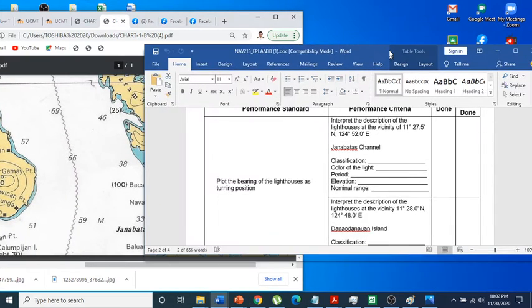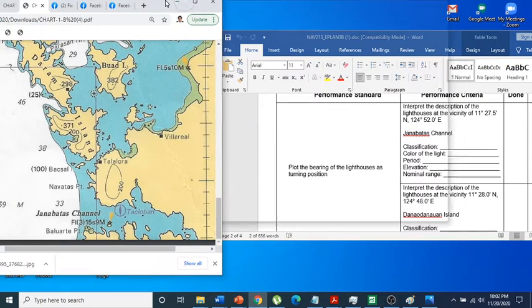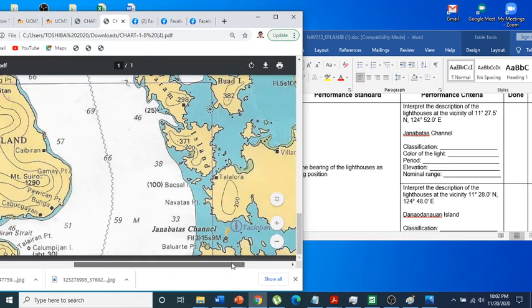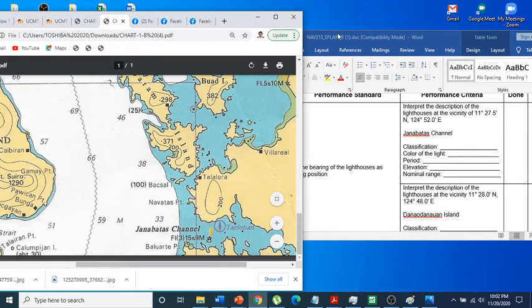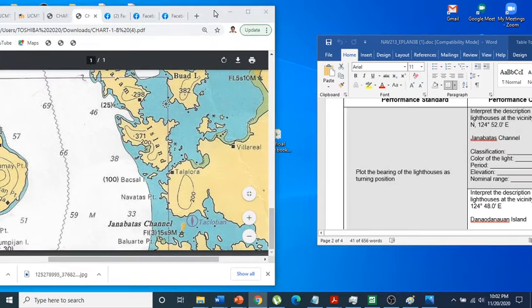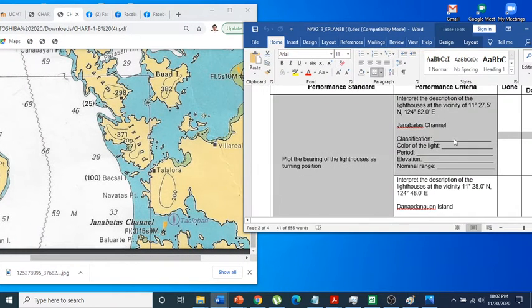So, let's assume this is your chart. It already has some drawings and markings, but only for restoration purposes. I will not be encircling or drawing that. Okay, so we answer classification.